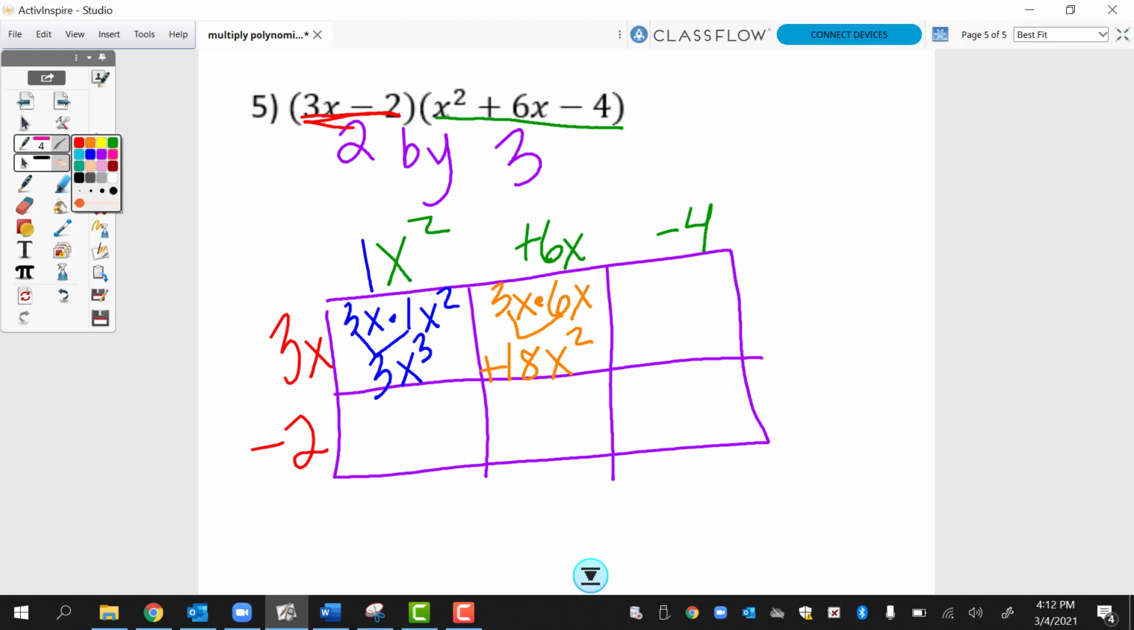Okay, over here we got 3x times negative 4. Multiply our big numbers. 3 times negative 4 is negative 12. How many x's? Just the 1. Okay, I'm running out of colors. Here we go. Bottom row, we got negative 2 times 1x squared. Multiply our big numbers. Negative 2 times 1 is negative 2. How many x's? Just the x squared.